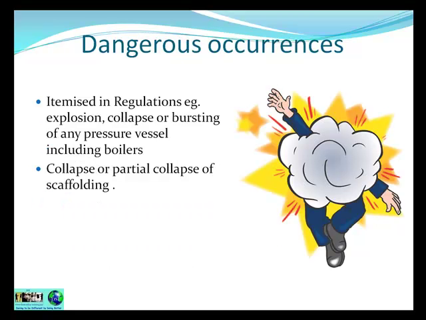Dangerous occurrences are really events that might result in accidents in the workplace. For example, explosions, collapse or bursting of any pressure vessels, including boilers, collapse or partial collapse of scaffolding, or perhaps you go into work one morning and there's some power cables falling down outside the front door due to perhaps a storm overnight, or there's sparks flying about, or you go inside the building and you smell a heavy odour of gas. Obviously, in those instances that could cause major accidents, so that needs to be reported without delay.